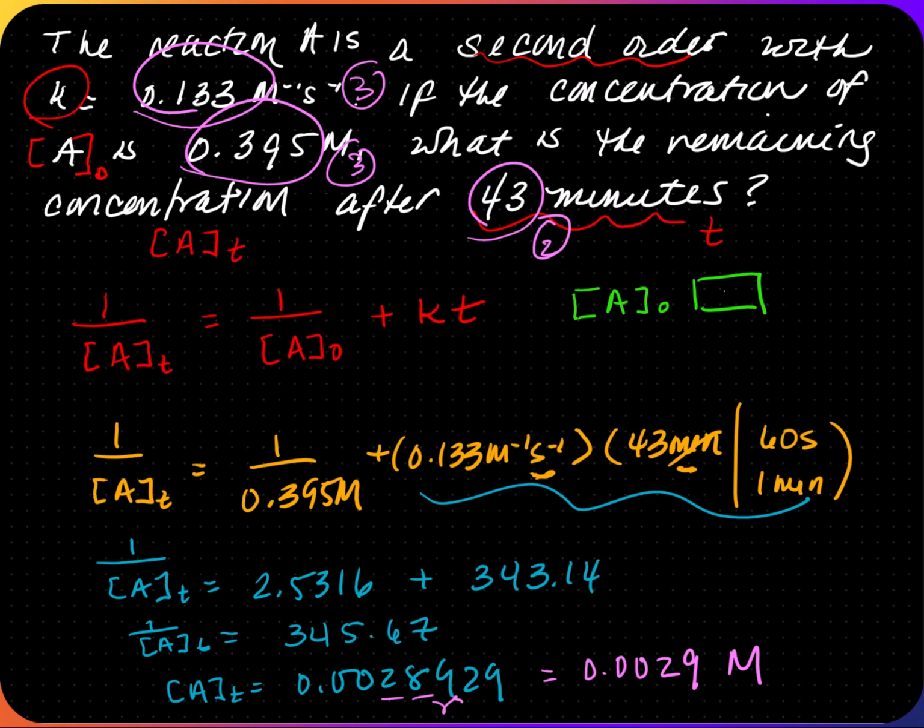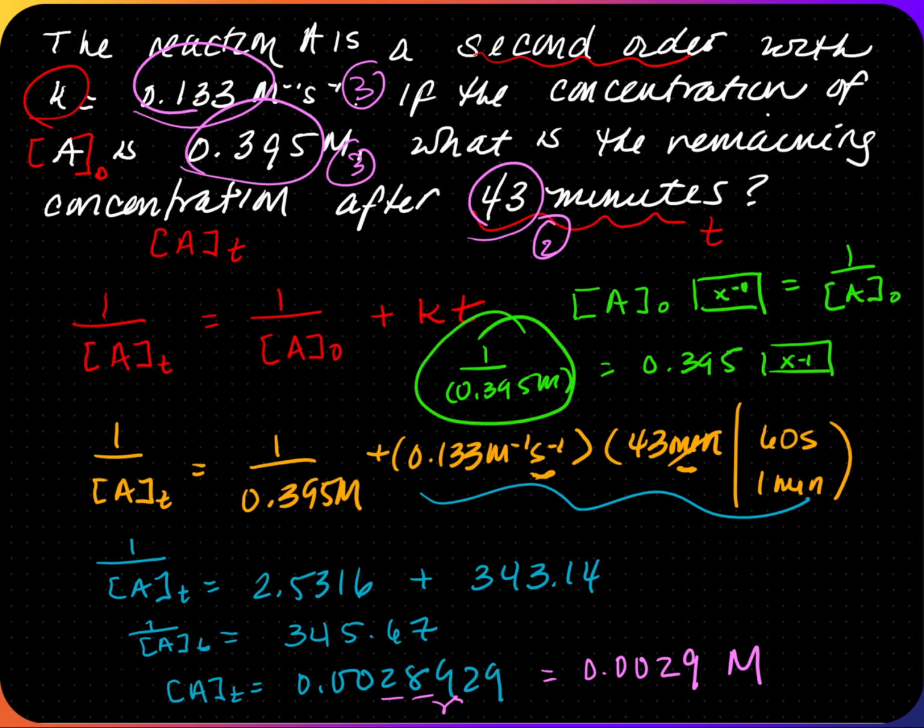To make the math a little bit easier on your calculator, if you punch in your A naught number and then x to the negative first, this is the same thing as taking the reciprocal. So for this problem, we had 1 over 0.395 molars. The way you punch this into the calculator is 0.395, and you would press the reciprocal button and it will do this math for you. It is up to you which way you want to do it. Just do the algebra correctly.